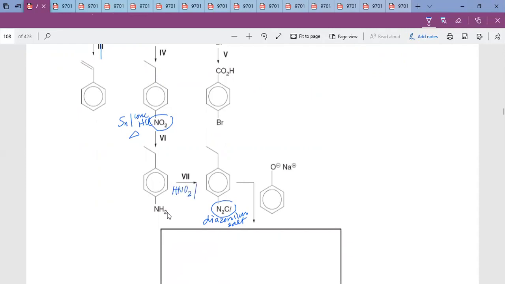HNO2, what is it equals, at 5 degrees. If you don't like it, you use the whole thing. Sodium nitrite plus HCl equals, and what again? 5 degrees. From here to here, this is your coupling reaction, right? Now remember, you must learn to draw properly. Draw these two near each other.